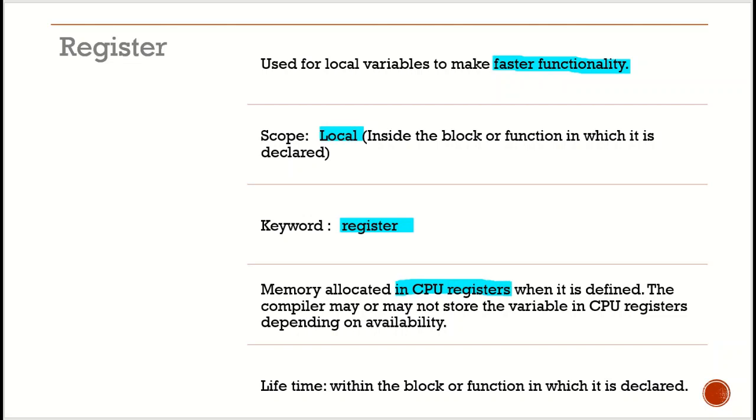That is a major difference compared to other storage classes. The memory will be allocated in the CPU registers when it is defined, so that the operation will be faster. The compiler may or may not store the variable in CPU registers, based upon the availability of those CPU registers. They may be in use for some other purposes, so the compiler may or may not allocate the memory in the CPU registers. The lifetime is within the block or function in which it is declared.